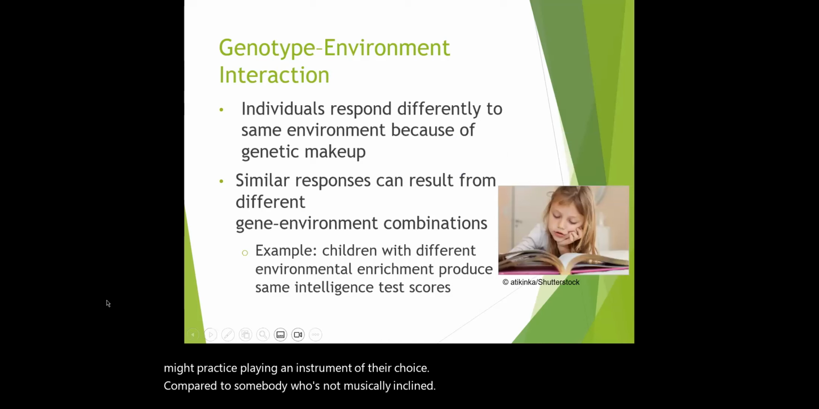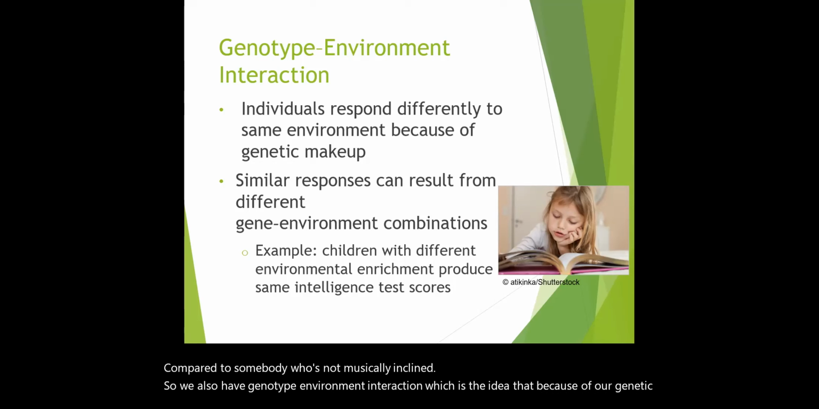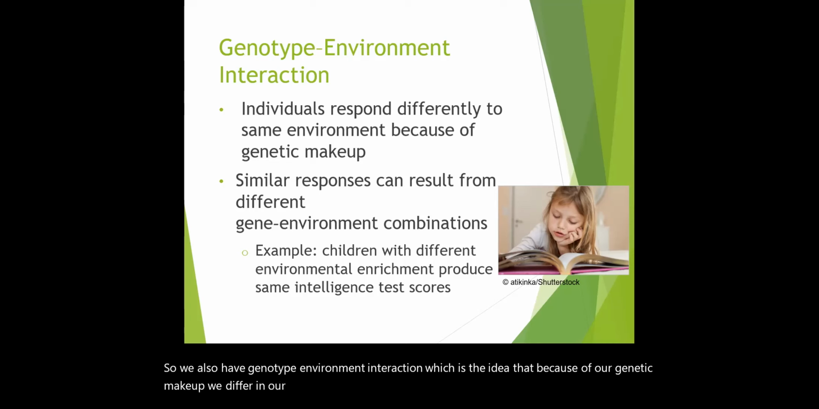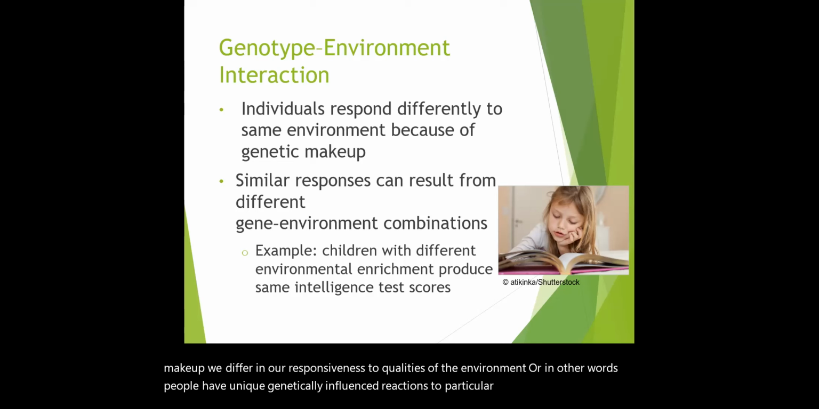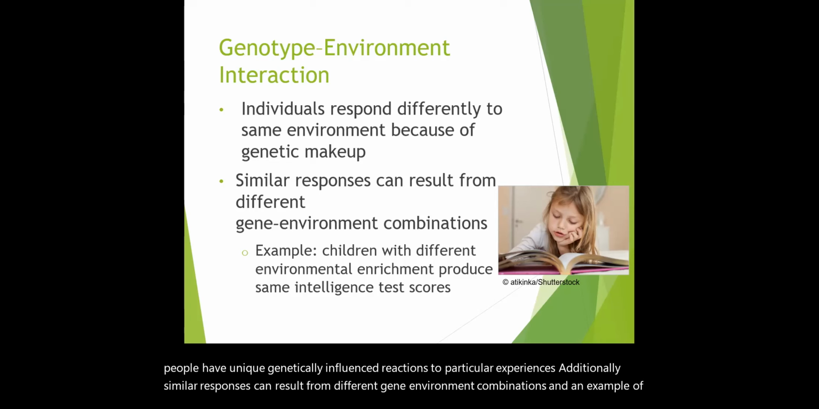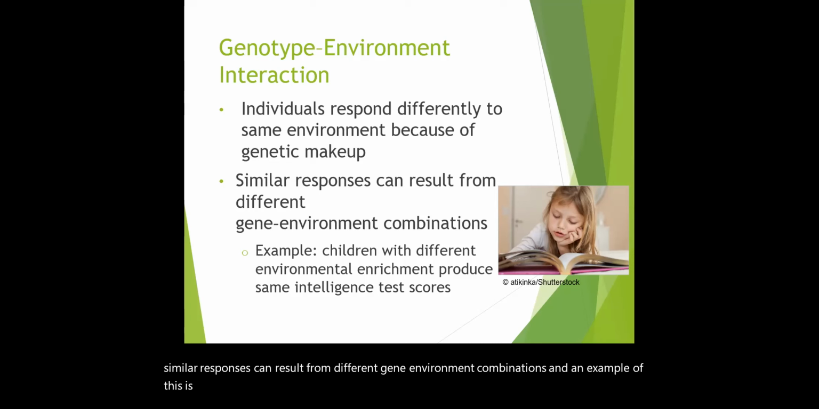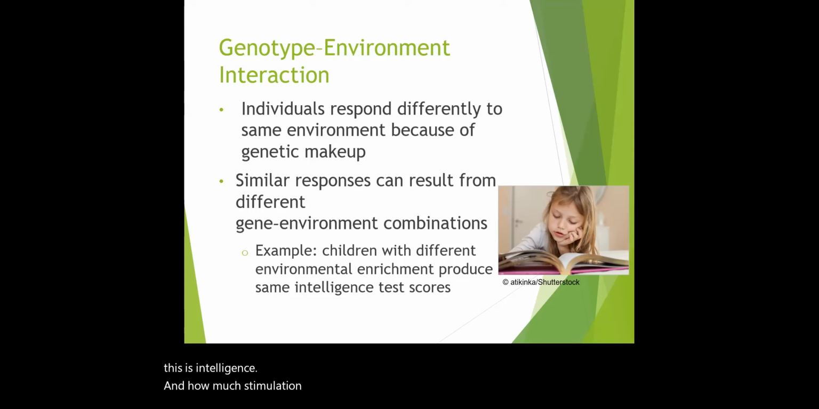So we also have genotype-environment interaction, which is the idea that because of our genetic makeup, we differ in our responsiveness to qualities of the environment. Or in other words, people have unique genetically influenced reactions to particular experiences. Additionally, similar responses can result from different gene-environment combinations. An example of this is intelligence and how much stimulation you receive in your environment.